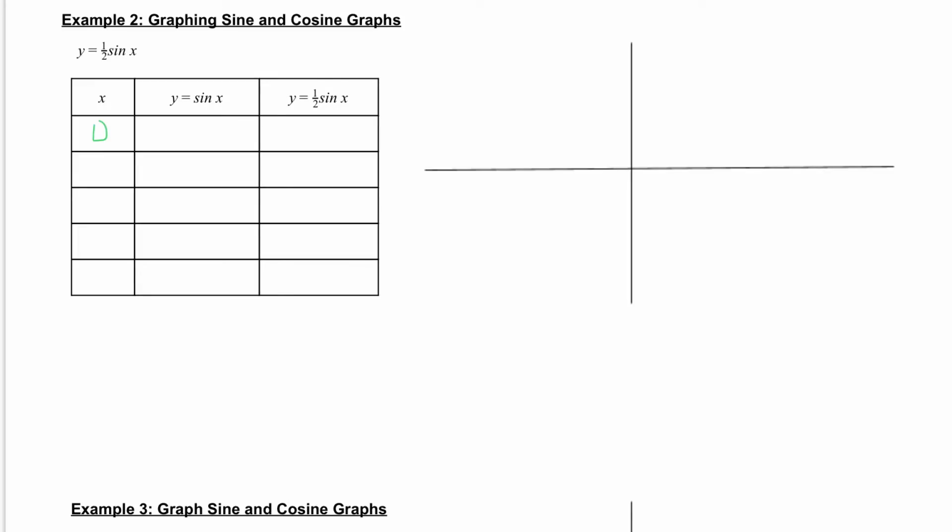So that's 0, pi over 2, pi, 3 pi over 2, and 2 pi.